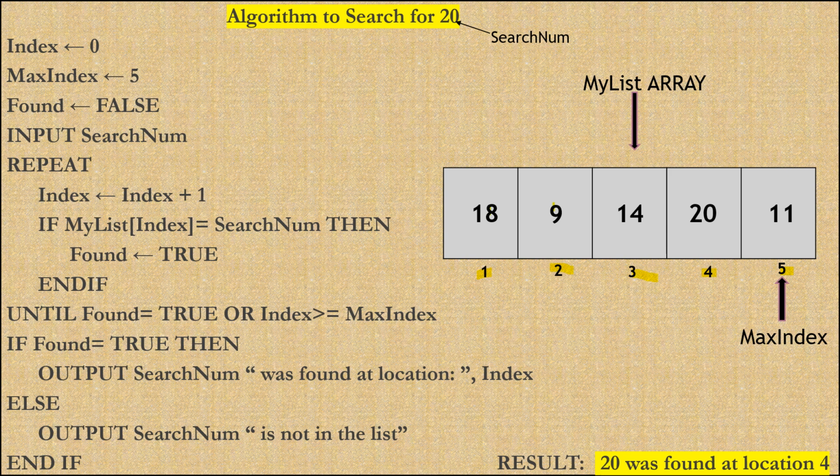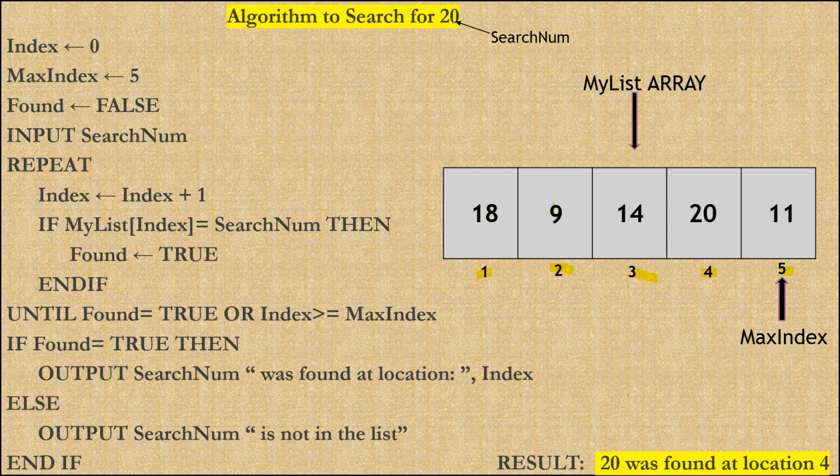So the question is, can you do an algorithm to search for the number 20? We are going to use the variable index, and we set the variable index to 0. I'm assuming we've declared it already. Then we have the variable max index. Max index is 5, and 5 is the maximum number of items that are in our list, so you set it to 5. And then we have a Boolean value. We declare the variable as found, and the value for found is false.